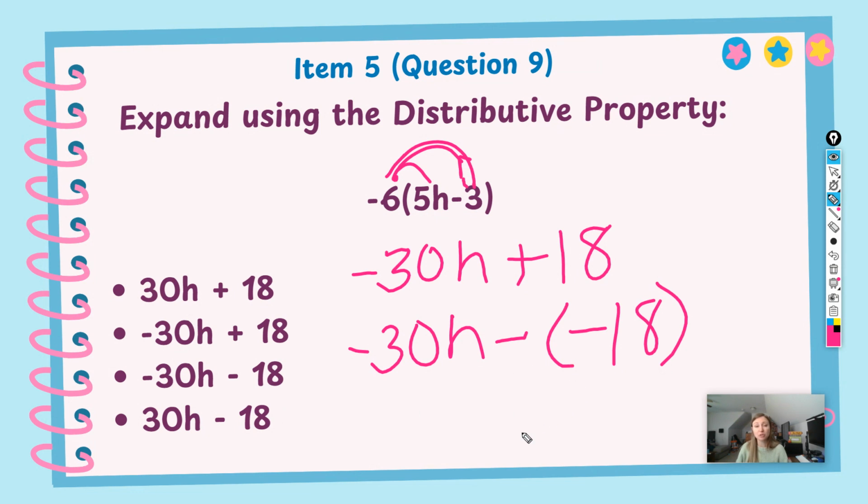And then remember too, when we subtract integers, our rule is keep change opposite. So that's why this minus a negative changes into a plus 18. Or you could look at this as a negative 3 times a negative 6, which would be positive 18.